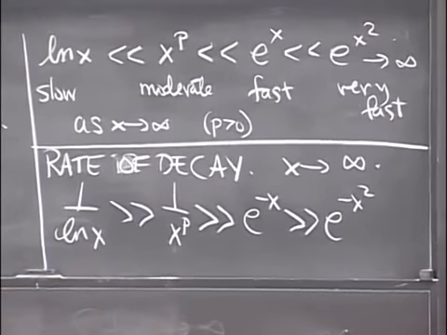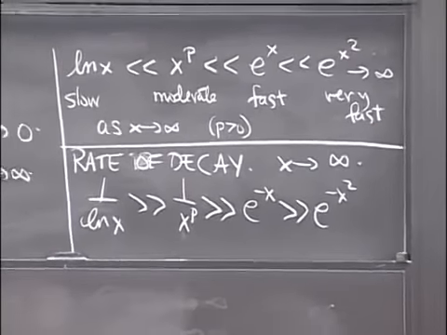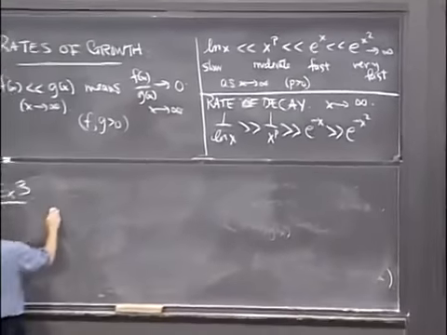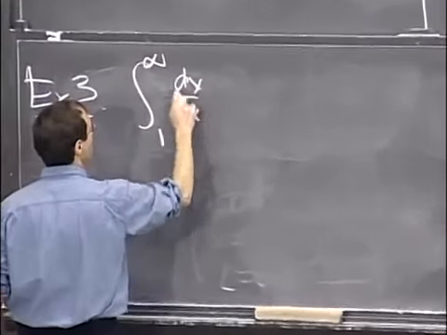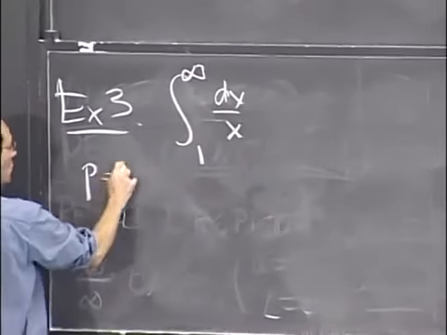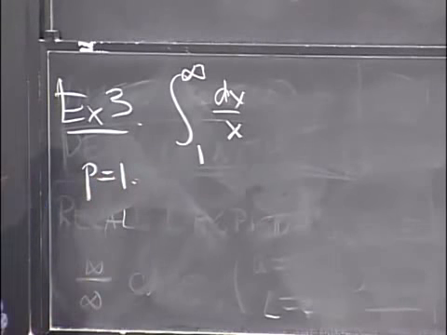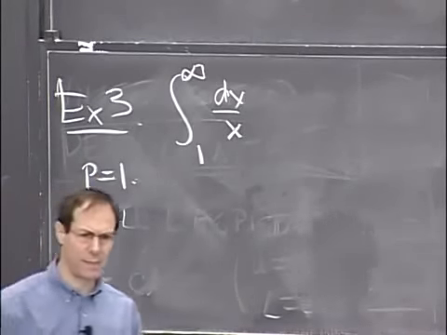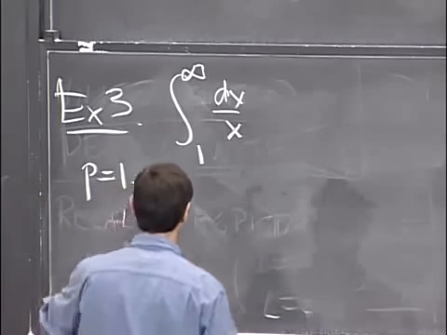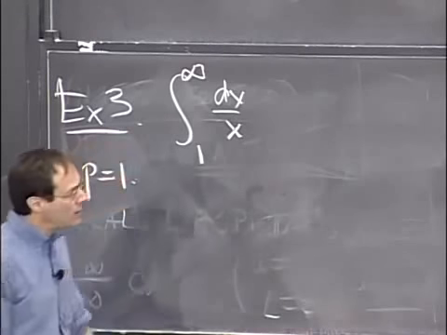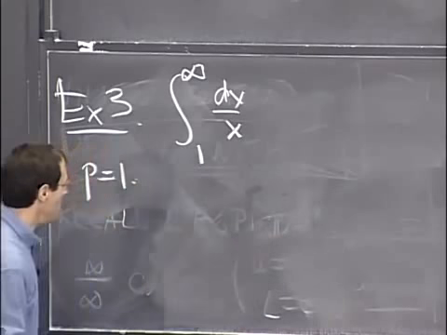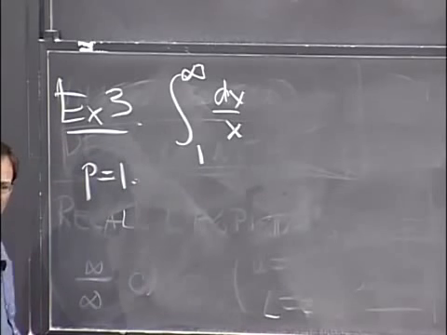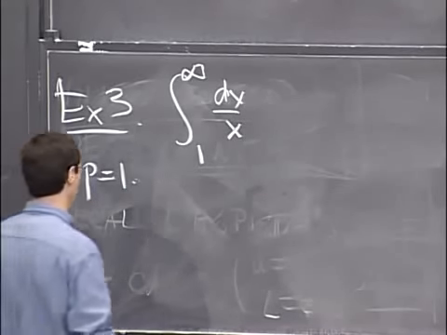Here's our next example. I guess we'll call this example 3. It's the integral from 1 to infinity dx over x. That's the power p equals 1. And this turns out to be a borderline case. So it's worth carrying out carefully. Now again, I'm going to do it by the slower method rather than the shorthand method, but ultimately you can do it by the short method if you'd like.